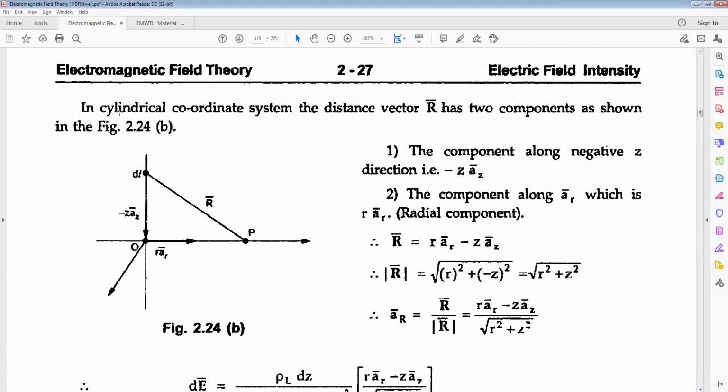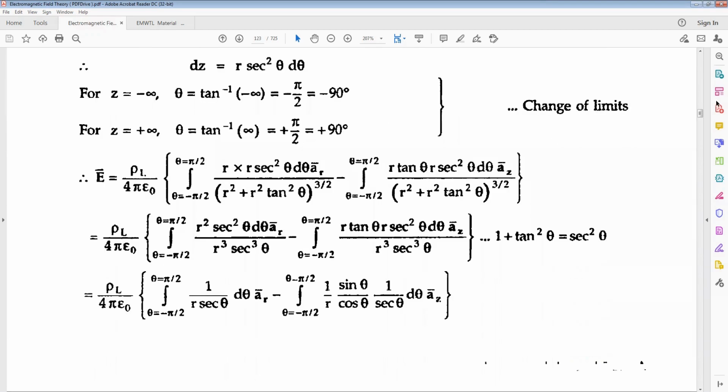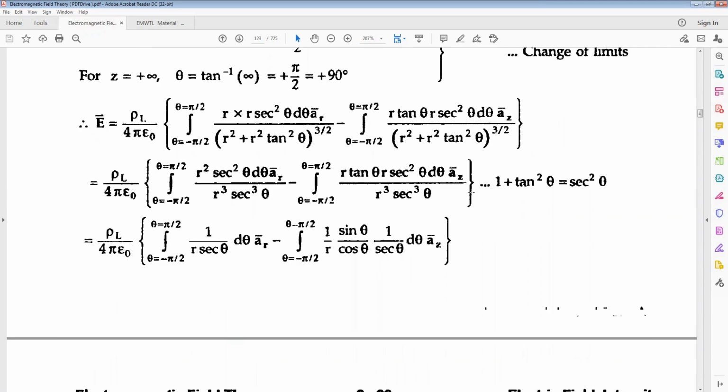See, in a cylindrical coordinate system, the distance vector has two components as shown in the figure. The component along the negative z-axis is minus z a_z bar, and towards the positive direction is r into a_r bar. Actually, it is a radial component. We can write a_y bar also, nothing is changed. And in E bar, it can be noted that due to symmetry the z component will cancel. But let us prove that mathematically also. Substituting that value, the a_z bar term becomes 0.